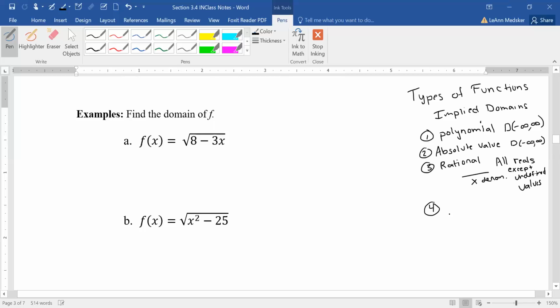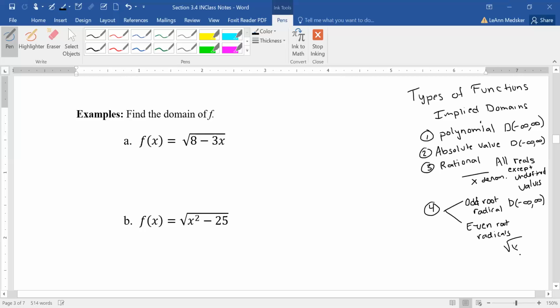And then the fourth type breaks into 2 cases. So I'm going to call it the odd root radicals and the even root radicals. That's the difference between cubed roots and square roots. So if you're an odd root radical, you don't have any issues. You can have a negative underneath a cubed root. It's just going to have a negative answer. But you cannot have a negative underneath a square root.